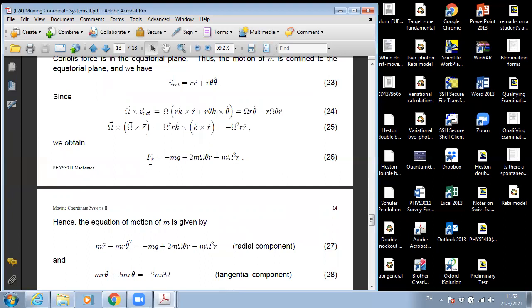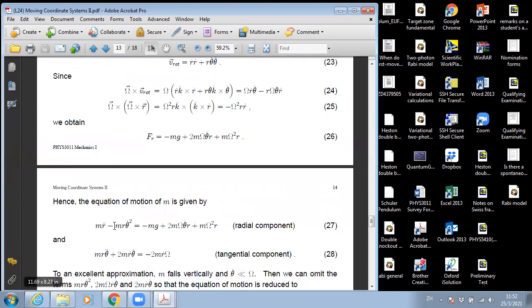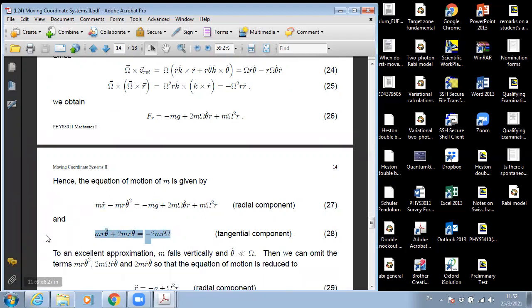we can find the magnitude of the radial force is equal to minus mg plus 2m omega theta dot r plus m omega square r, right? The centrifugal force. Then in the radial direction, we have this, okay? Radial direction. And tangential direction, we have this. We have the Coriolis force on the right hand side.